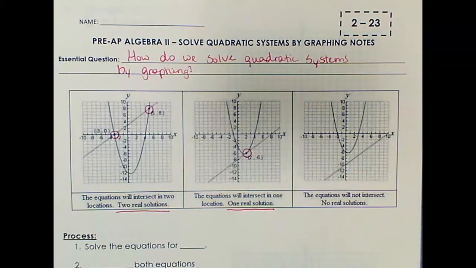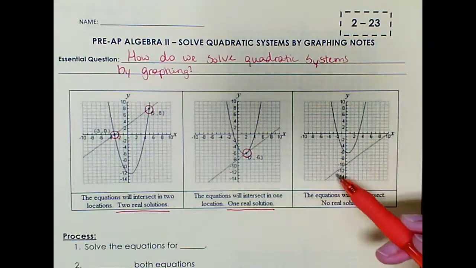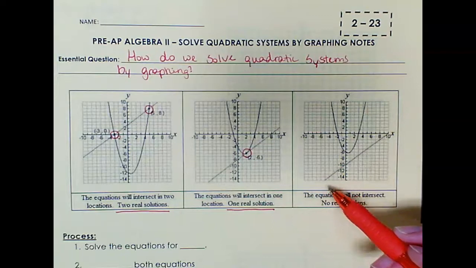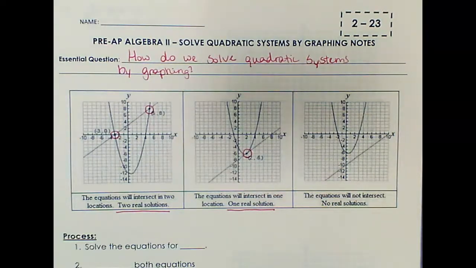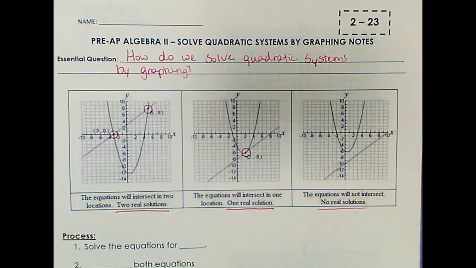And then the third and final possibility, if you're graphing a system that has a quadratic and a linear function, is that whenever you graph them, there's not any possible way that these two graphs could touch, and so the equations will not intersect and you'll have no real solutions. So that is a possibility as well.